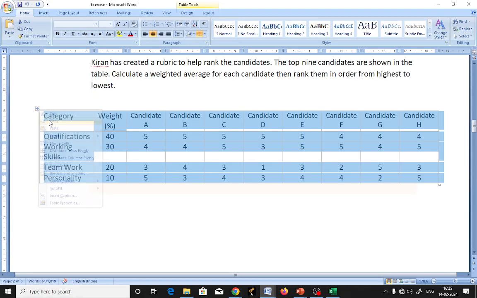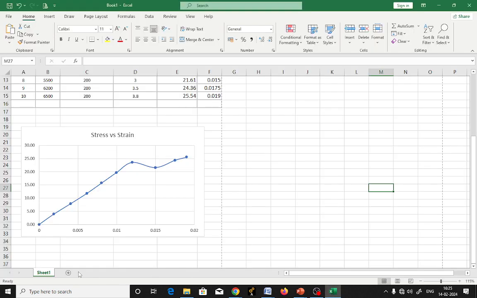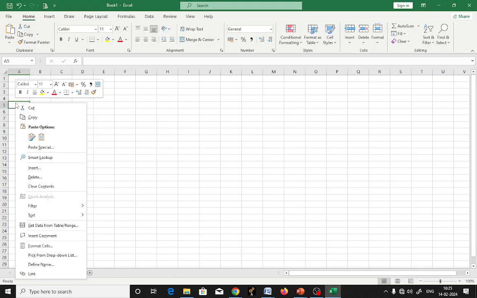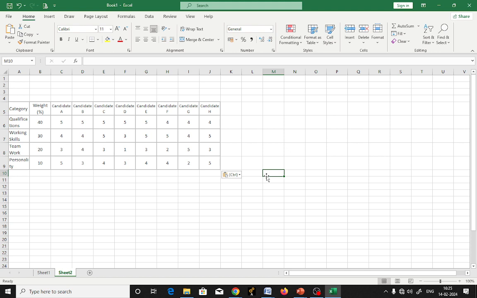I'll go for direct calculation, so I don't copy the content. Okay. Now this weighted average is fixed for everyone. So based on the weighted average, they got some marks. Okay. So now let us first find out the weighted average.